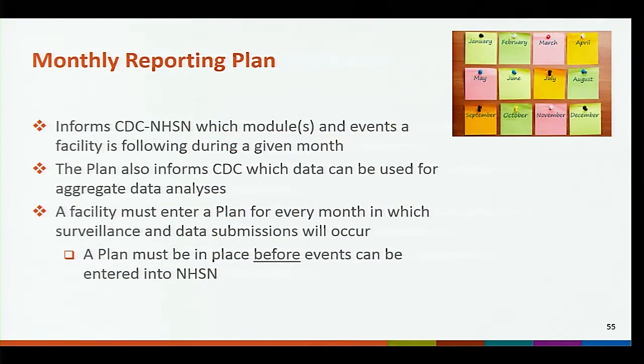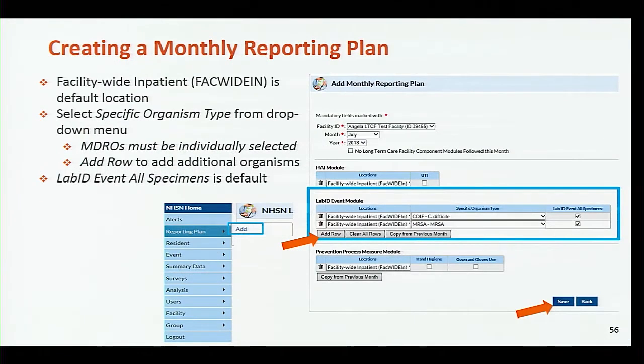So again, we talked about the monthly reporting plan already. That is just really an agreement that lets NHSN know what your facility is planning on submitting for the month, what data we can expect you to submit for the month. You will have to make sure that you have a monthly reporting plan set up before you begin reporting. If you attempt to report an event prior to having a monthly reporting plan set up, you will receive an error message. So always be sure to have that monthly reporting plan set up.